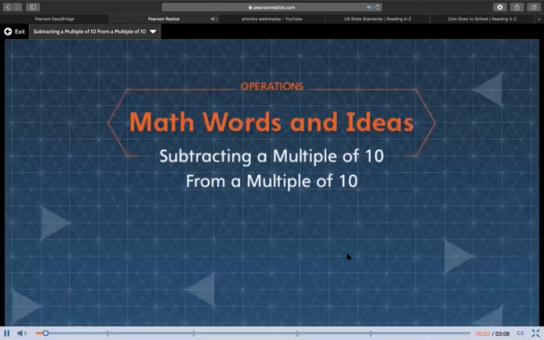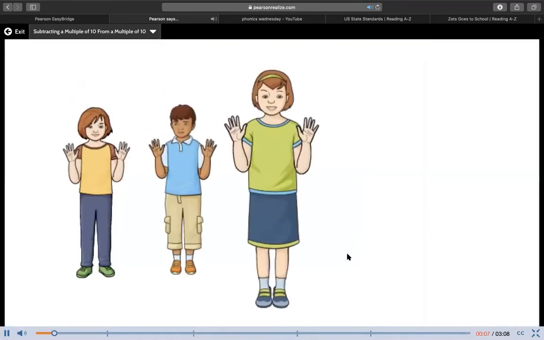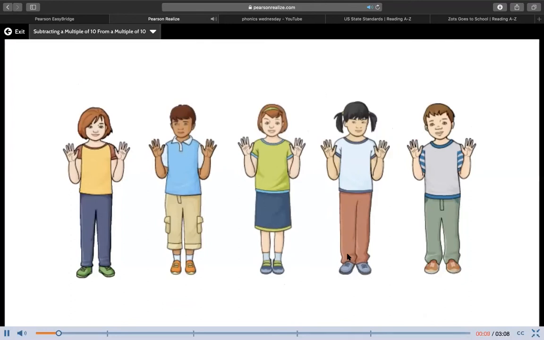Subtracting a multiple of 10 from a multiple of 10. My friends and I are solving problems about how many fingers. There are 5 students. Each student has 10 fingers. So we can count their fingers by tens. 10, 20, 30, 40, 50. 5 students have 50 fingers.